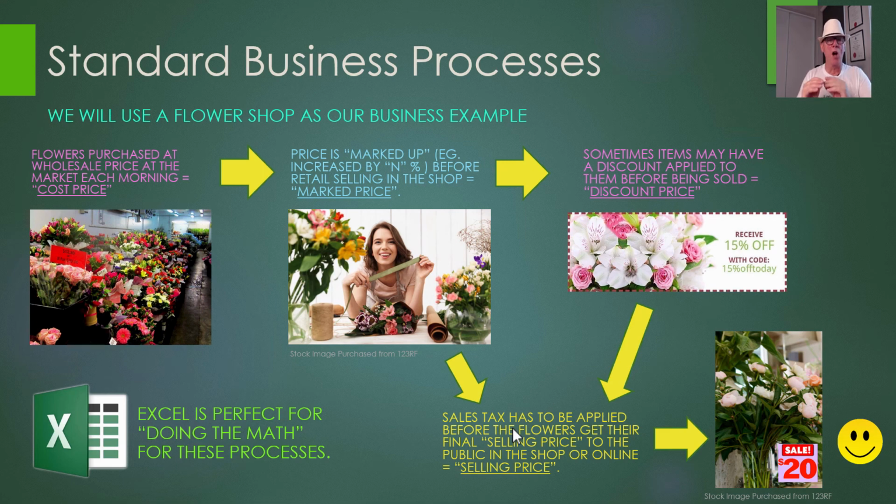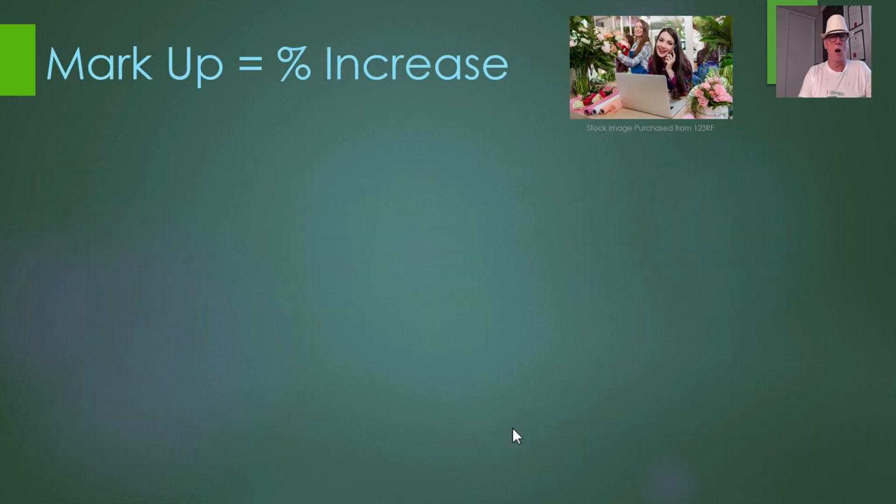So we can set up a whole Excel sheet for Flossies to run their business and do all of the pricing, and then everyone will be happy and life will be so much easier. And that's what we want to do. Excel makes life easier, and then you'll be able to excel at your business. All right, so let's look at markup percent increase first.